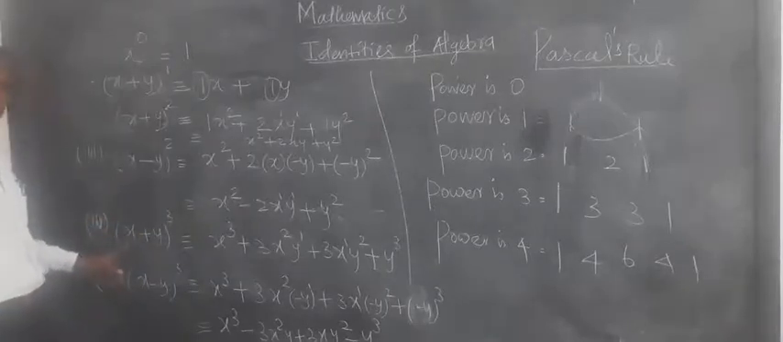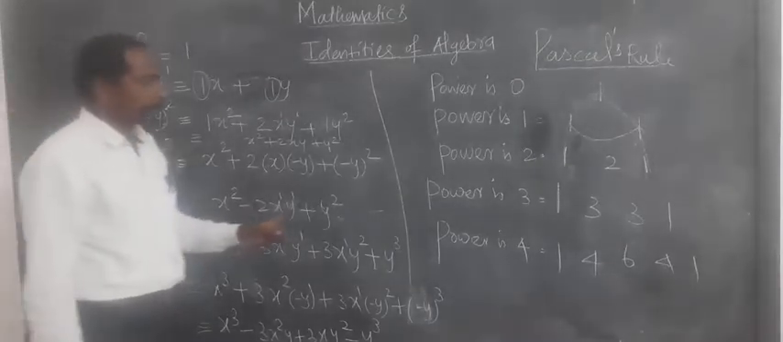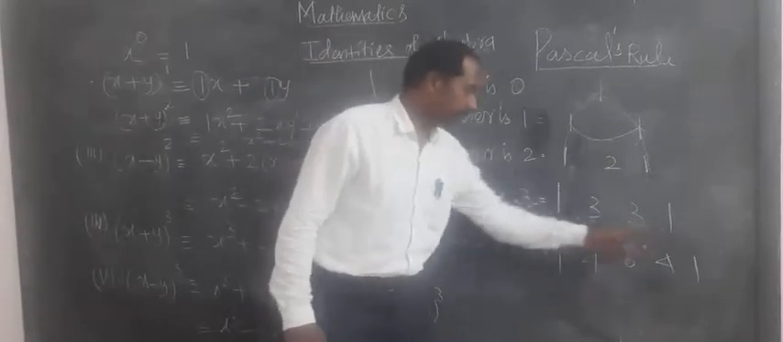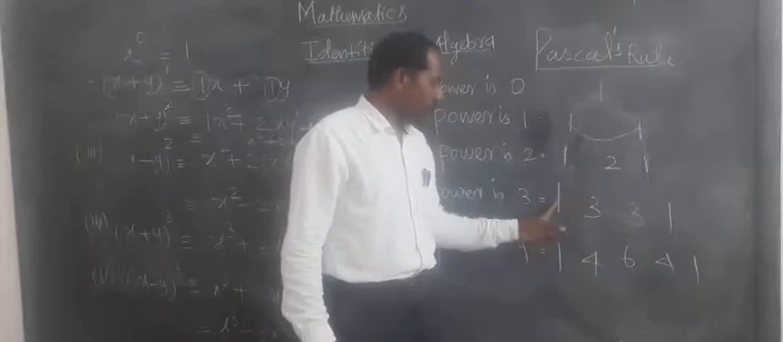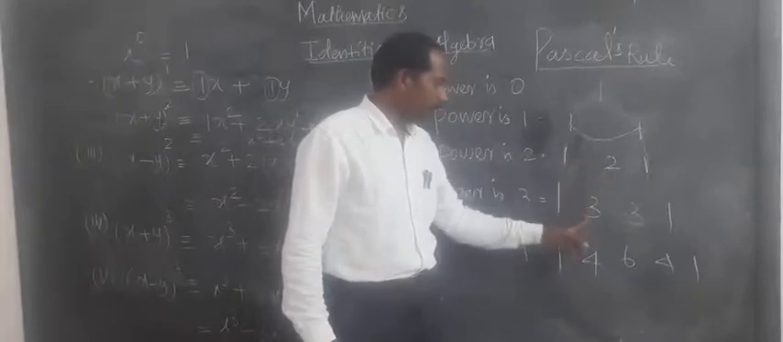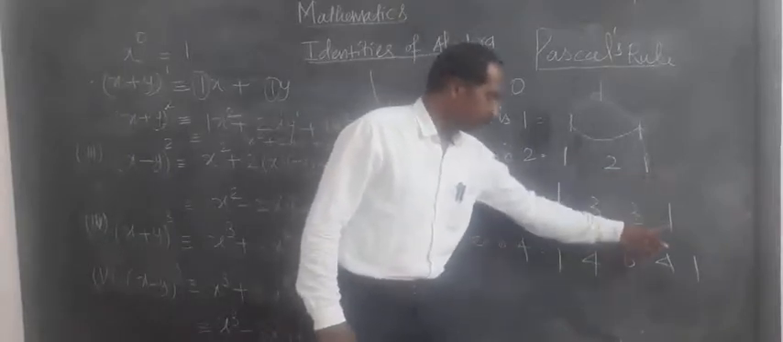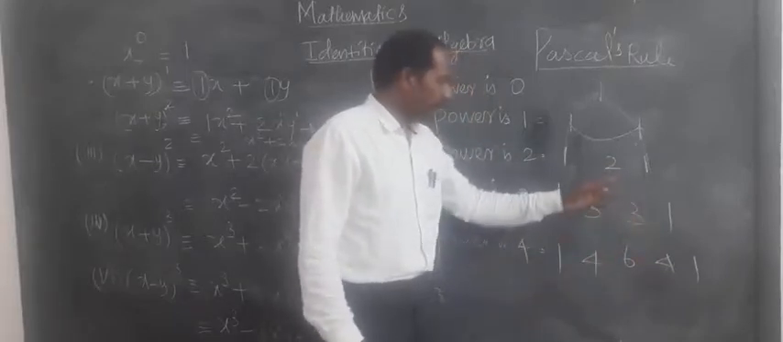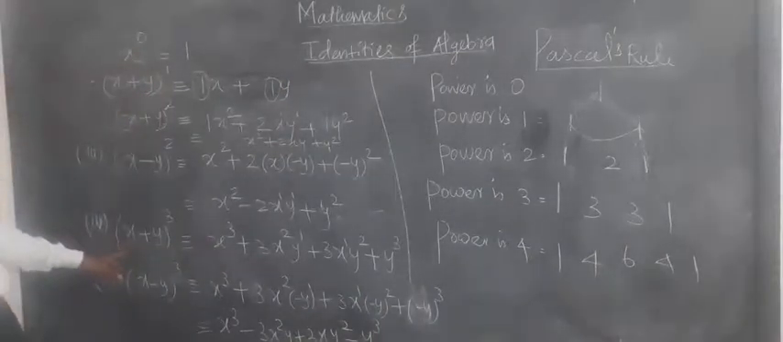Now come to the next identity: (x plus y) whole power 3. Just look at the Pascal rule. The power is 3, so these are the coefficients of the variables. How will it come? 1, then 1 plus 2 is 3, then 2 plus 1 is 3, then 1 comes as 1. This is the rule; you get the coefficients of the variables for the power 3 identity.